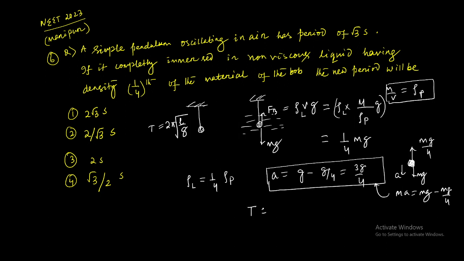Now time period will be what? T dash equal to 2 pi root over L by 3g by 4. So this will be your 2 by root 3 into T. Got it? 2 by root 3 into T. And T is basically what they have given initially, root 3 second. T is root 3 second. So you can write 2 by root 3 into root 3. This will be 2 second. So option number 3 will be correct.